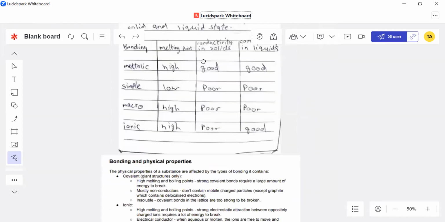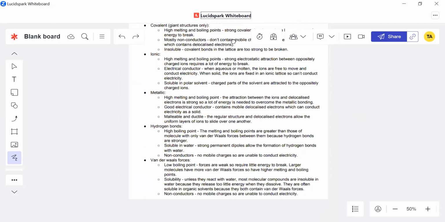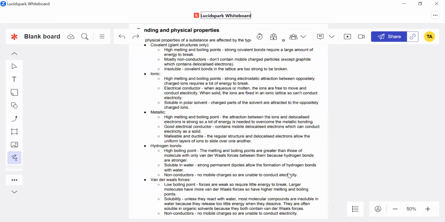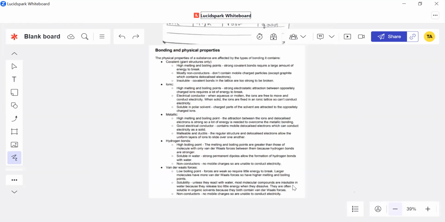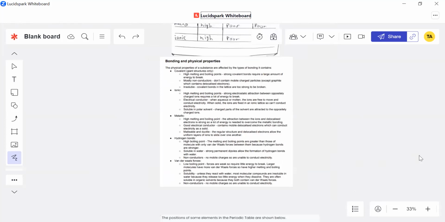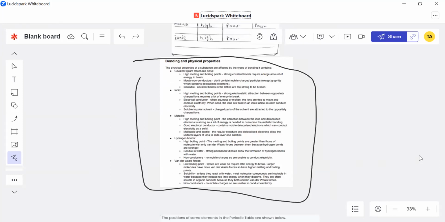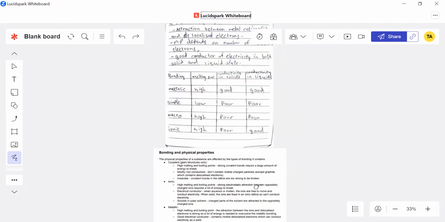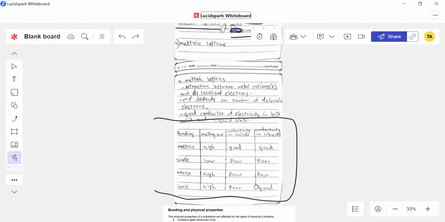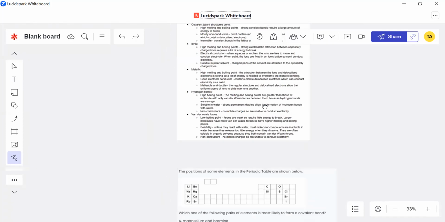Other than that, you can also take a screenshot of this. This is basically the summary of what you just learned. Take a screenshot of this if you want. I explained everything above. This is just a summary. I hope you took a screenshot. And you also need to take a screenshot of this.